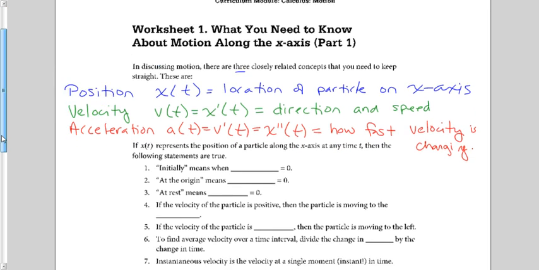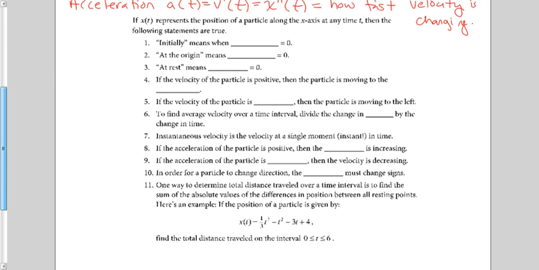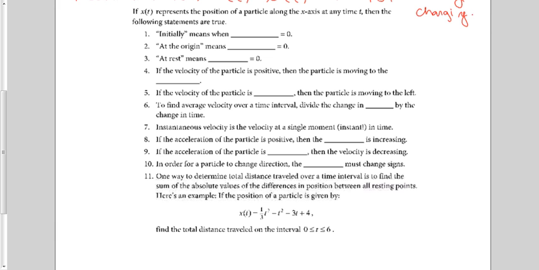So moving on to answer these basic questions. x of t is the position of a particle. The following statements are true. Initially means what? Something's equal to 0. What is equal to 0? That's time, or t. You can write the word time or the letter t, whichever you prefer. At the origin means what is equal to 0? Because our particle is moving on the x-axis, that means x is equal to 0. You could have written position.